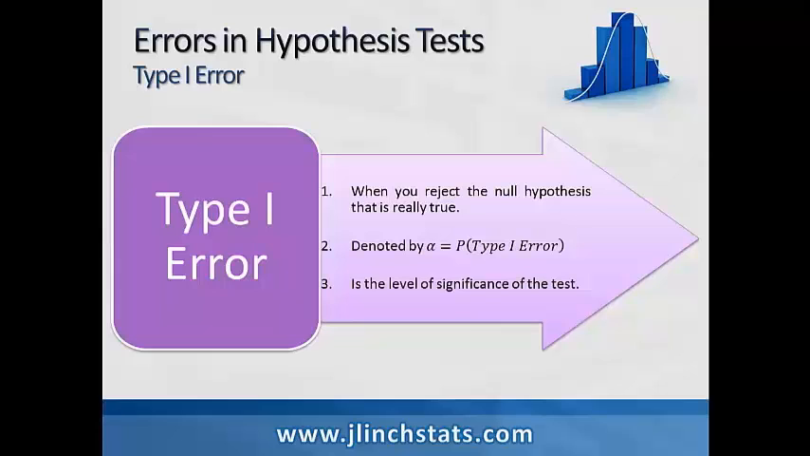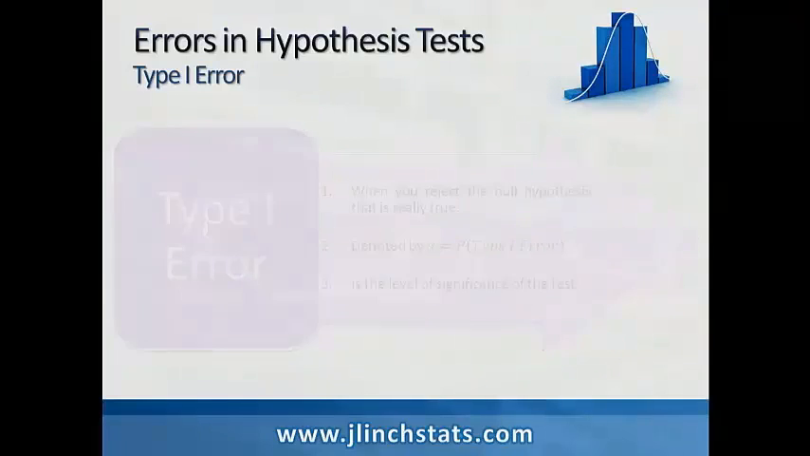We got a low p-value, we have sample data that is very extreme, and it allows us to reject the null hypothesis. However, we later on find out that the null hypothesis is really true. So we made an error, and that error is called a type 1 error. And once again, we denote alpha as the probability of making a type 1 error. Once again, alpha is also the level of significance.